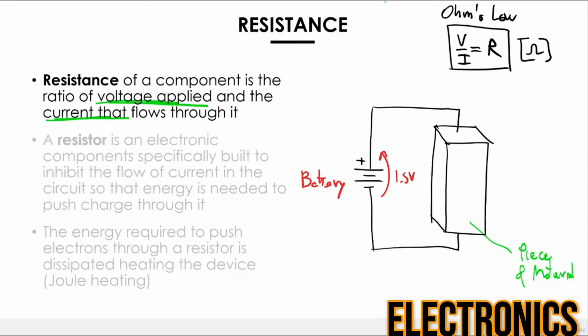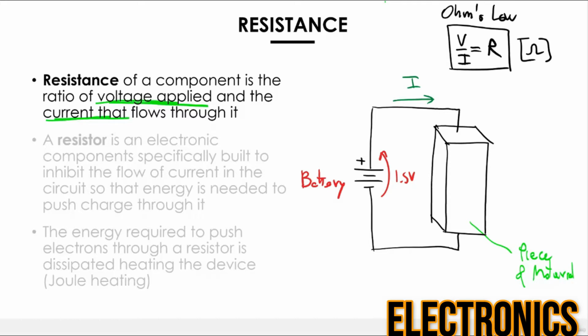As a result of the 1.5 volt applied to this material, we're going to have a certain current I going through the material. And again, as described before, if you do the ratio between the voltage, 1.5 volt in this case, and the current, you get the resistance of the material. The resistance of a material represents how much the material opposes the passage of electrons.